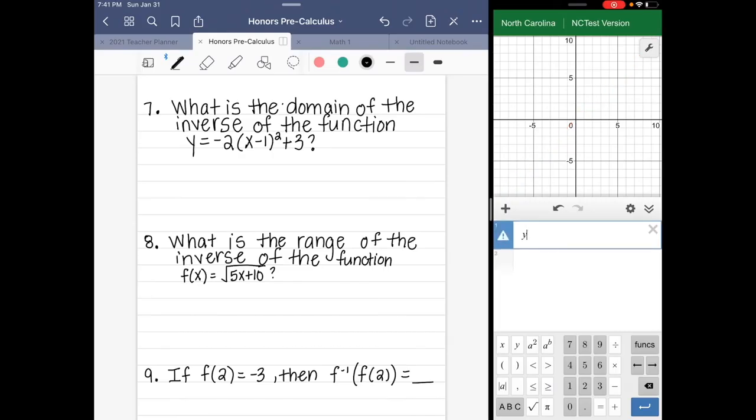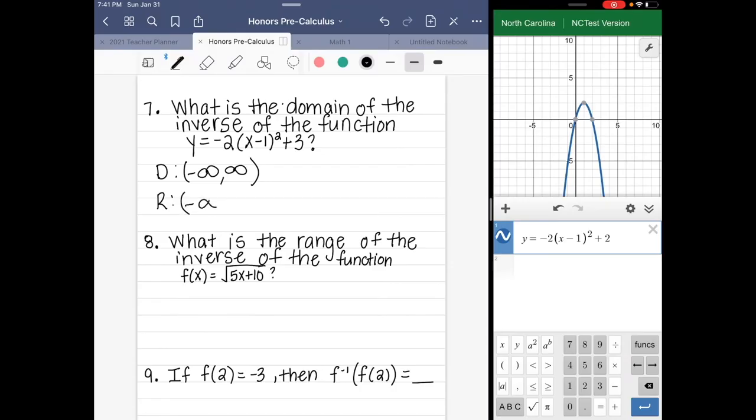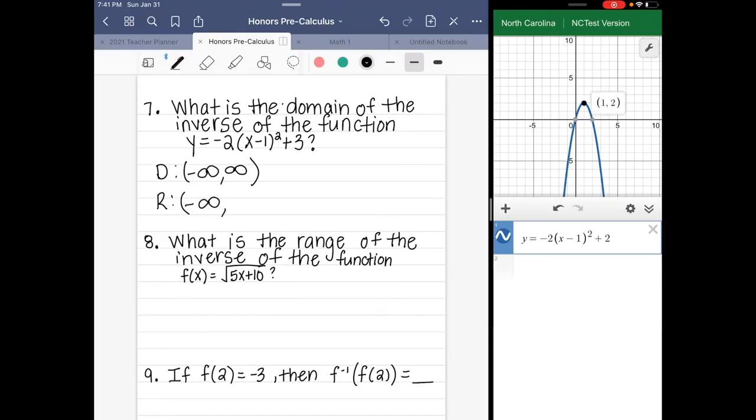So given this original function, if I put this into Desmos and I graph, I should be able to determine my domain and range here. So I'm going to find the domain and range of my original. All right, so my domain of the original is from -infinity to infinity, and then my range is going from -infinity and it goes up to +2.